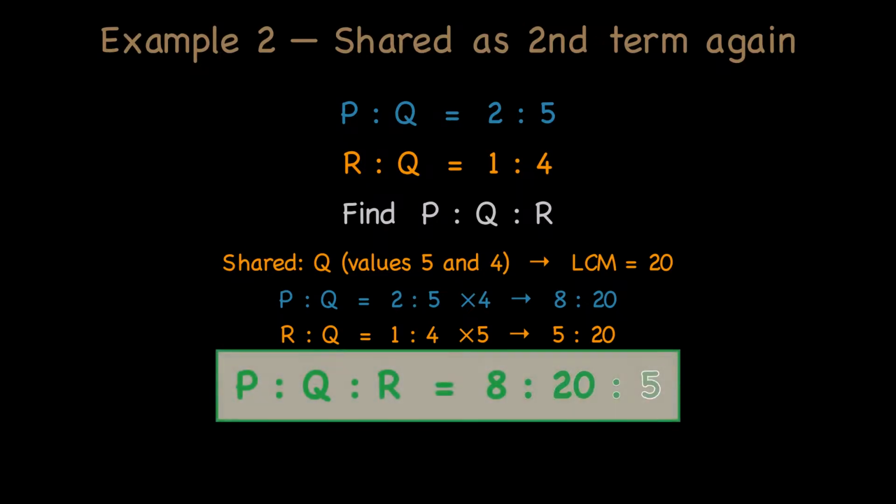Q is 20 in both, so P equals 8, Q equals 20, and R equals 5. Therefore, P to Q to R is 8 to 20 to 5. Notice Q is the largest. It's the most common quantity.